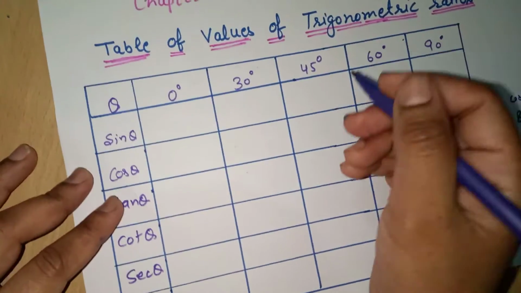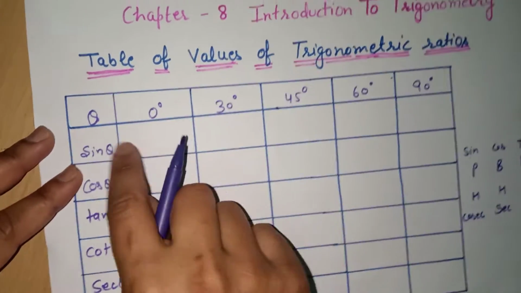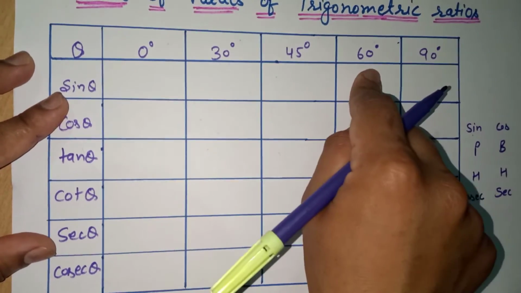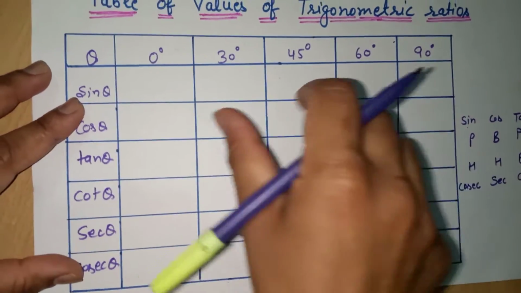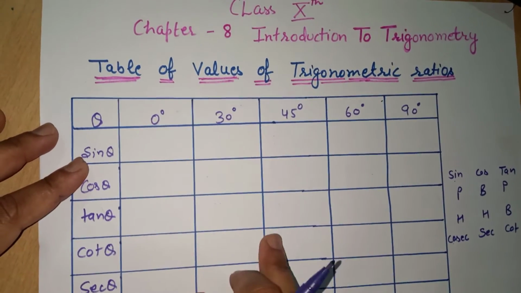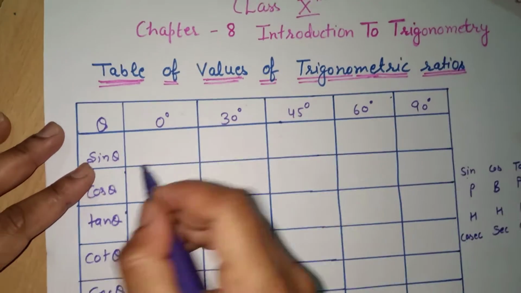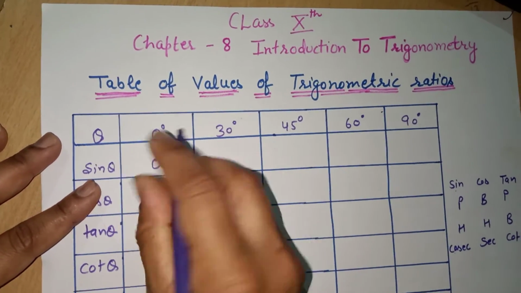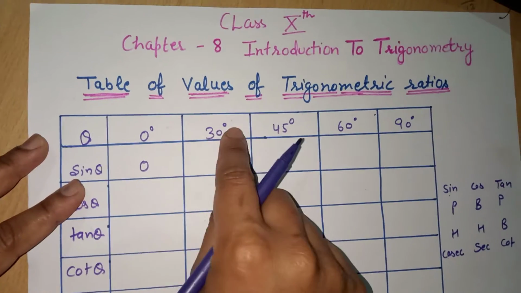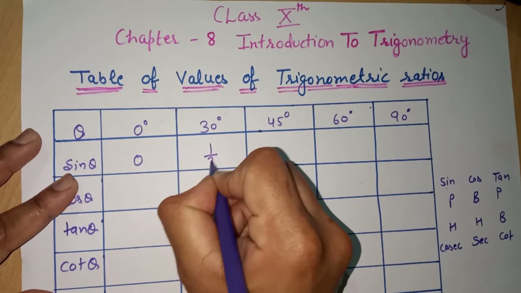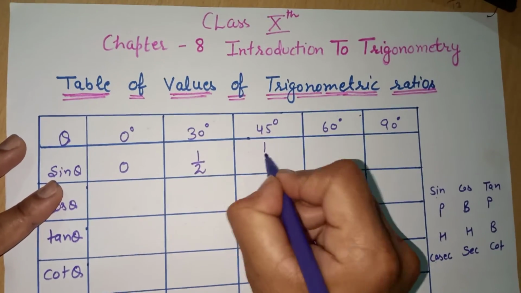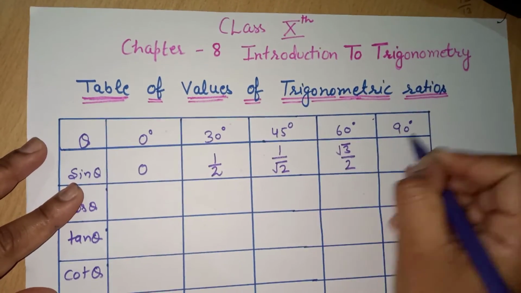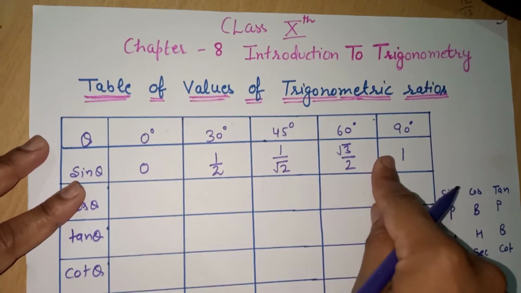You just have to remember one thing, just the first line: the value of sin theta for different angles. If you learn the first line of the table, then you can easily form your table without any rote memorization. So let's start. Sin 0 degree is 0. You have to remember this first line only. Sin 30 is 1 by 2. Sin 45 is equal to 1 by under 2. Sin 60 is under 3 by 2. And sin 90 is 1. Just remember this first line.